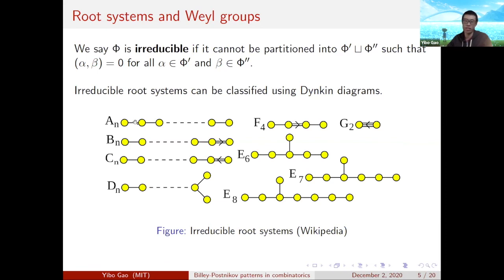For a single edge, (si sj) to the third power equals 1. For a double edge, (si sj) to the fourth power equals the identity, because if (si sj) squared equals identity, it just means si and sj commute. So An means that the Weyl group is the symmetric group. That's right.